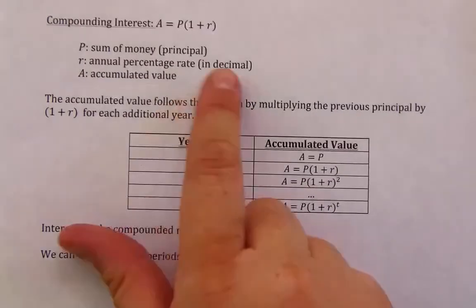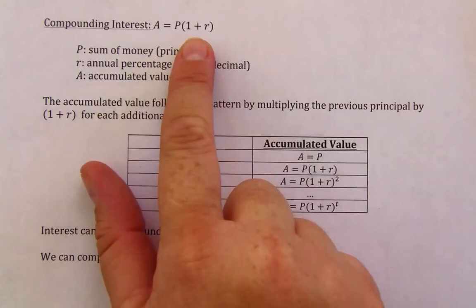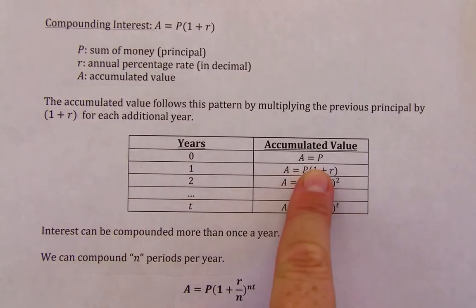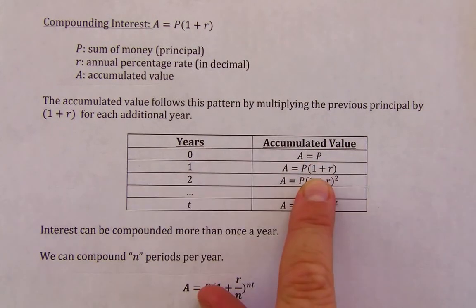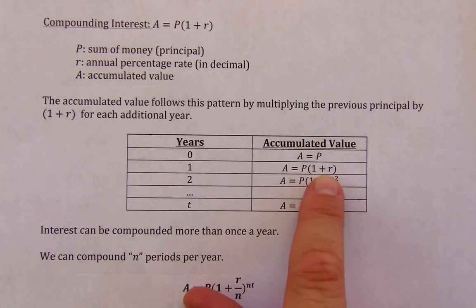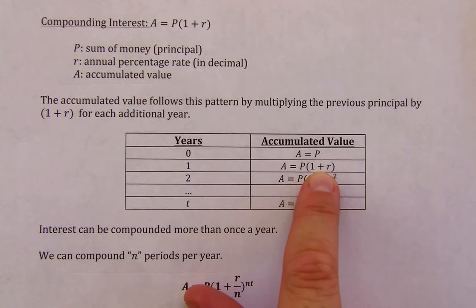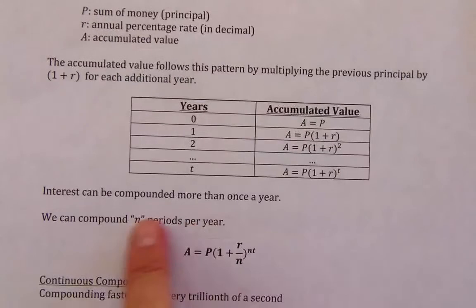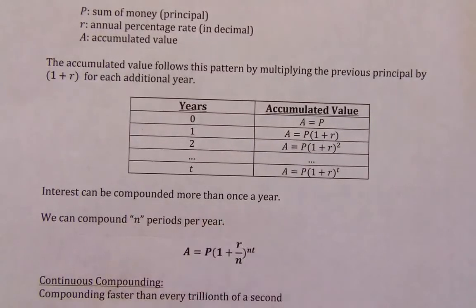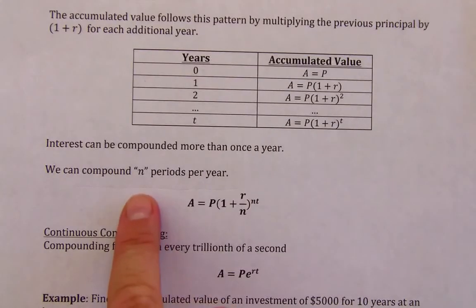Well, if we just figure this out 1 year, then this is what we put in at 0 years. No time has passed at all. We just have our principal, the amount we initially put in. After 1 year, this is what we'd have left. And this part in the parentheses here is what we're going to earn every single year. So then after 2 years, that would be squared, and so on. And after t years, that would be to the t power. Now that would be calculating our interest only once a year, but it can be compounded more than once a year. We can compound it n periods per year.